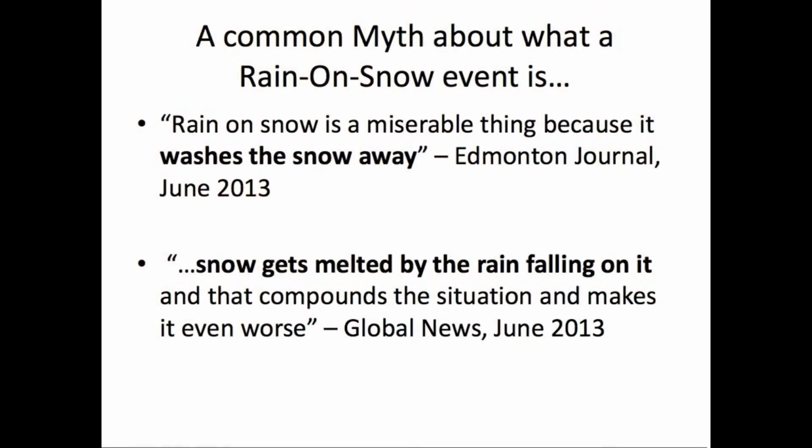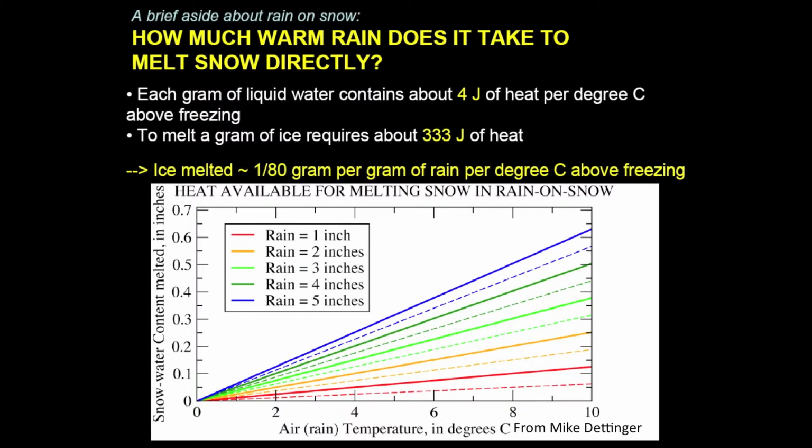So there are two common misconceptions about rain-on-snow flooding. The first is that the rain is actually washing away the snow, and the second is that the warm rain is melting the snow. However, when we actually calculate the amount of energy in the rain and look at an extreme event, say 5 inches of rainfall at 10 degrees Celsius, we get less than an inch of water melted from the snow. So if the rain isn't melting the snow, then what is?